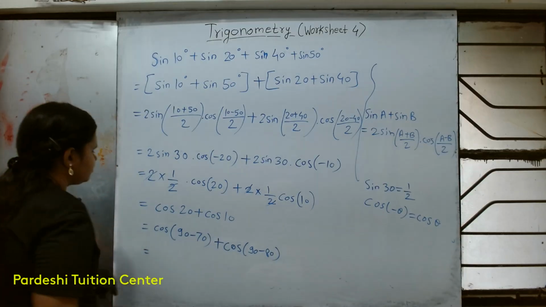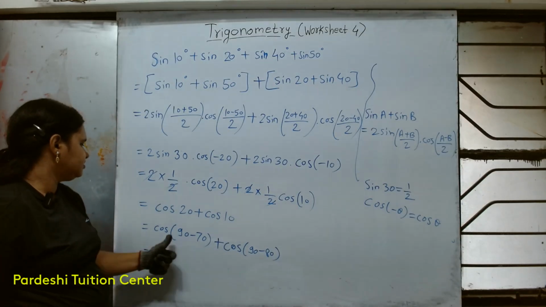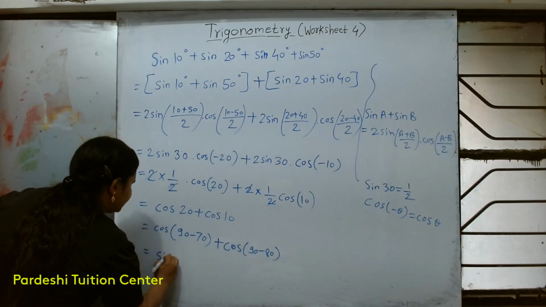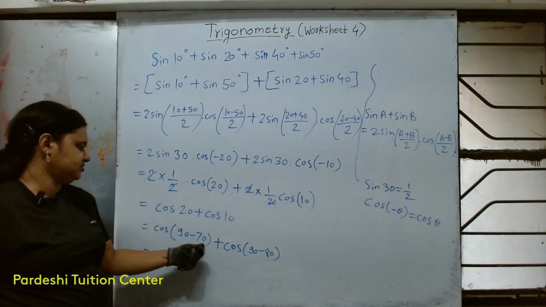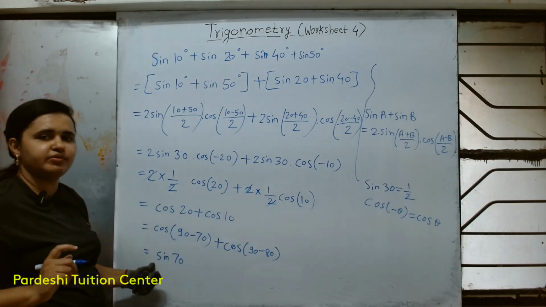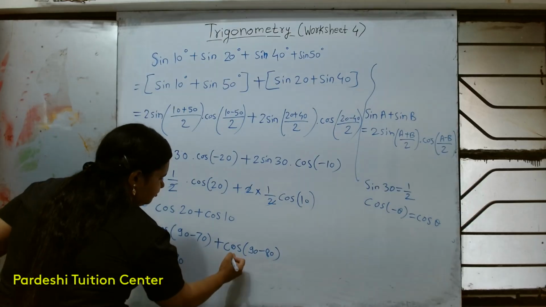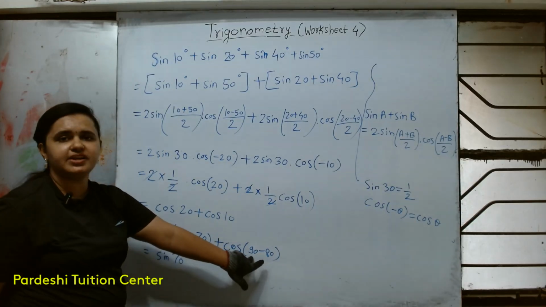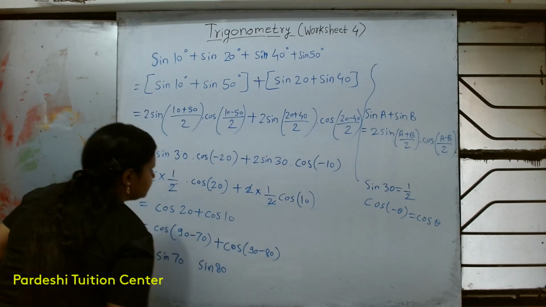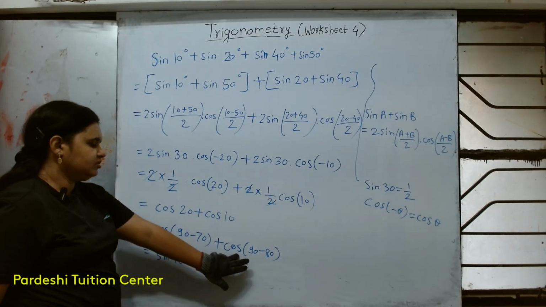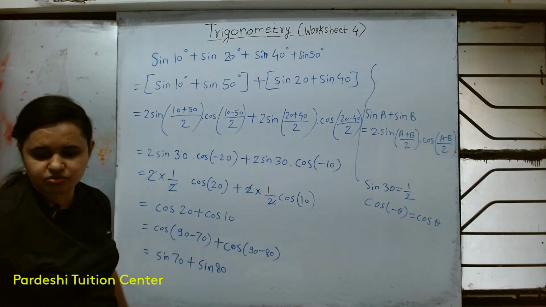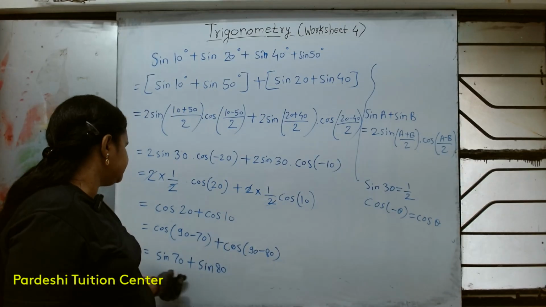Now cos of 90 minus 70. So here it is odd multiple of 90. So sign will change, ratio will change as sin 70. Now 90 minus 70, that is, it is in first quadrant. In first quadrant all ratios are positive. So it will be positive. Now for cos 90 minus 80, it is odd multiple again. So ratio will change. It will be sin 80. Now again it is in first quadrant. So it will be positive only. So sin 70 plus sin 80. So first option is our answer, sin 70 plus sin 80.